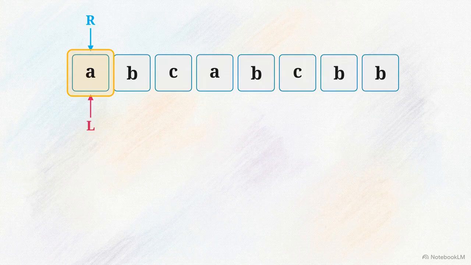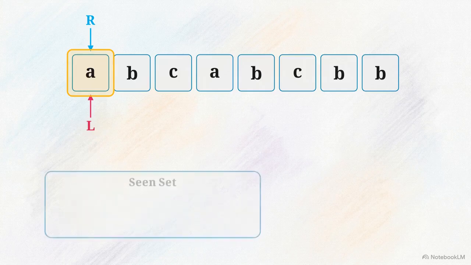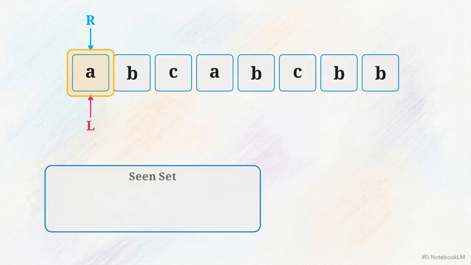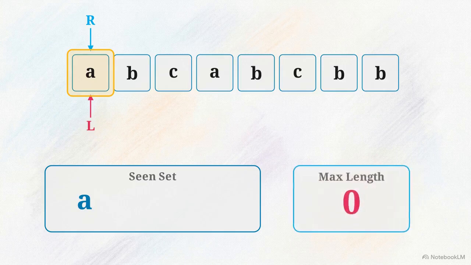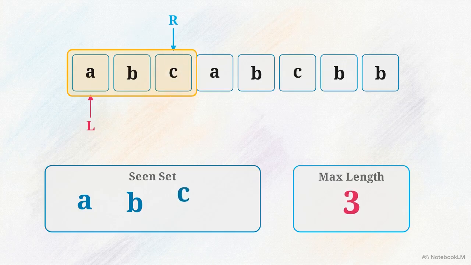We can apply this architecture to a classic case study, finding the longest substring without repeating characters in this array. To do this, the algorithm requires auxiliary memory. We use a hash set as a secondary tracking tool to monitor exactly which characters currently exist inside the window boundaries, alongside a counter for our longest result.